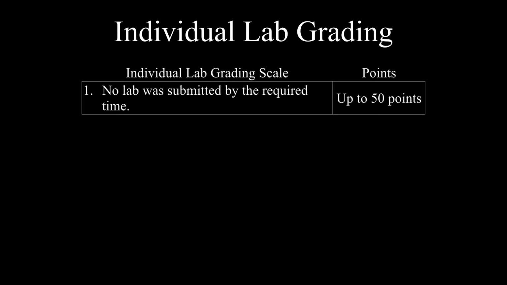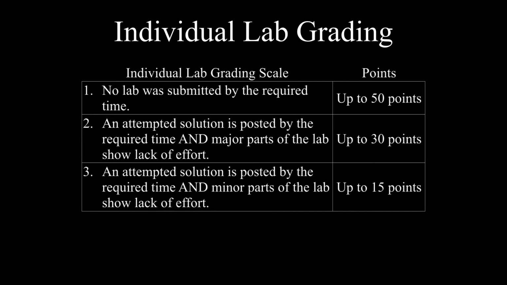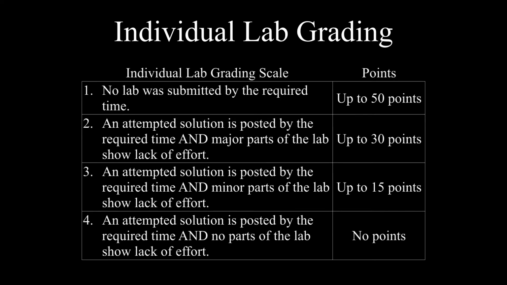There are 4 levels of point deductions. 1. If no lab was submitted, up to 50 points will be deducted from your grade. 2. If you make an attempt but your work shows major lack of effort, then you can have up to 30 points deducted. 3. If you make an attempt but still showed minor lack of effort, then up to 15 points can be deducted. 4. If you attempted all parts of the lab, then you will have no points deducted from your grade. Notice this says up to in most cases, which means that you could have up to that amount or less depending on other factors such as your overall group grade or your group evaluations.